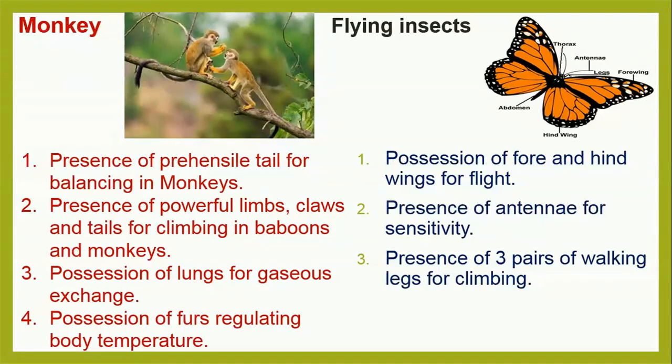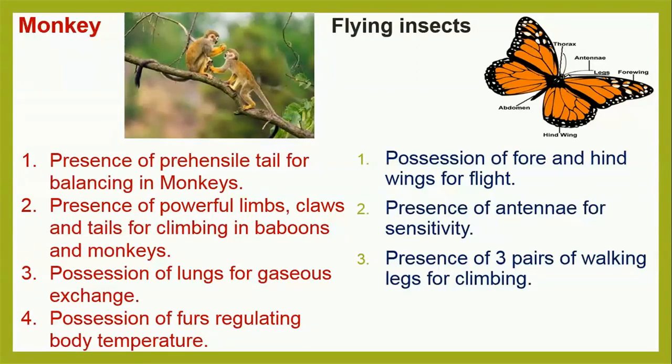Wow, wonderful tails. Number 2, presence of powerful limbs, claws and tails for climbing, especially in baboons and of course in monkeys. Number 3, possession of lungs for gaseous exchange. And number 4, possession of fur or hair on their body for regulating body temperature.